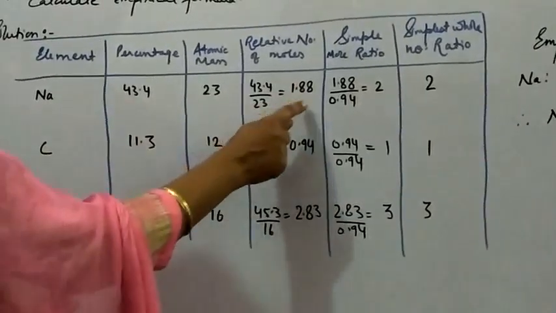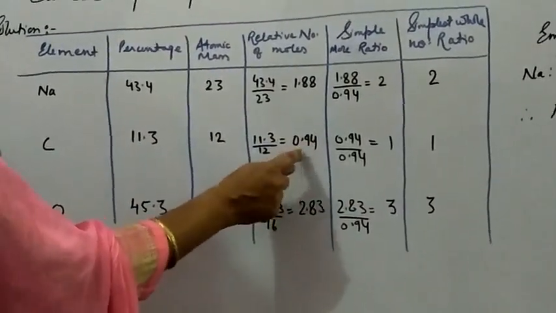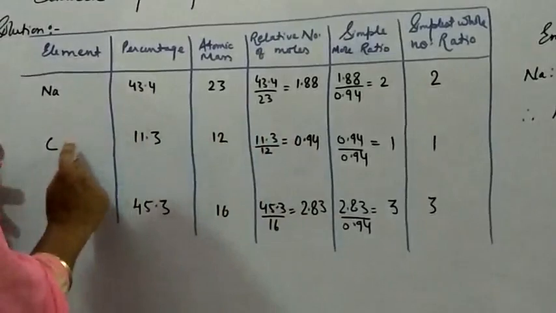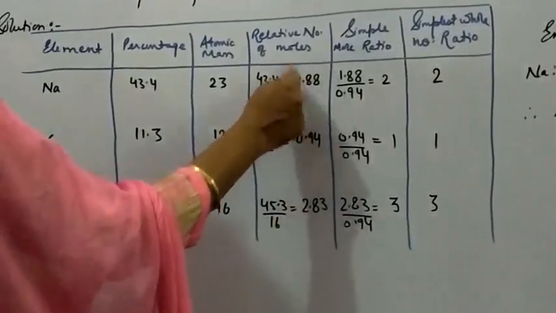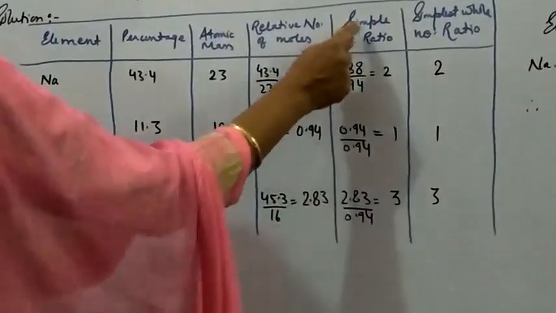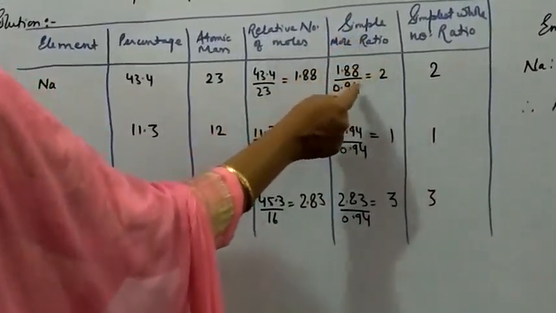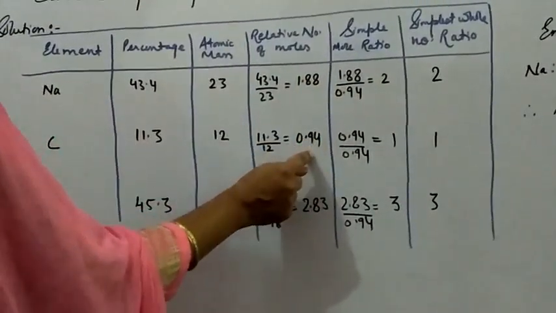So you will see it's 1.88, 0.94, 2.83. Which one is the lowest one? It is 0.94. The number of moles of carbon is the lowest one. Now we will divide the other moles by 0.94 to get the simple mole ratio. Right? This mole ratio will be the number of moles with respect to this 0.94.